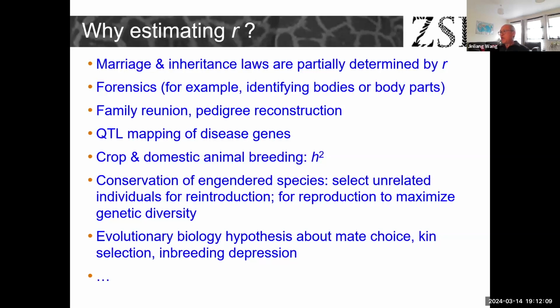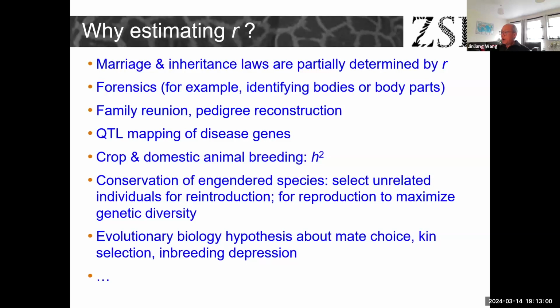And in QTL mapping, relatedness is used for finding disease genes, and in domestic animal and crop breeding, we can use relatedness to estimate heritability of a quantitative trait, so that we can improve the trait by selection. And in conservation genetics, there are many more applications. For example, we can select unrelated individuals for reintroduction and for reproduction, to maximize genetic diversity in the next generation.